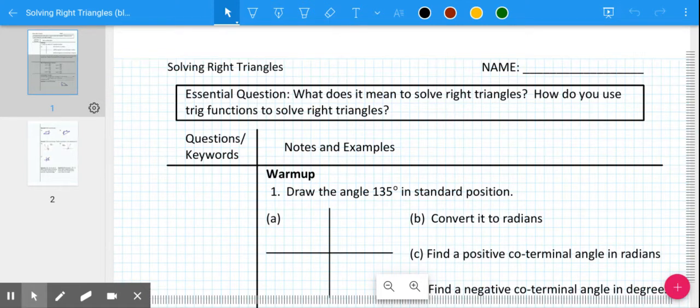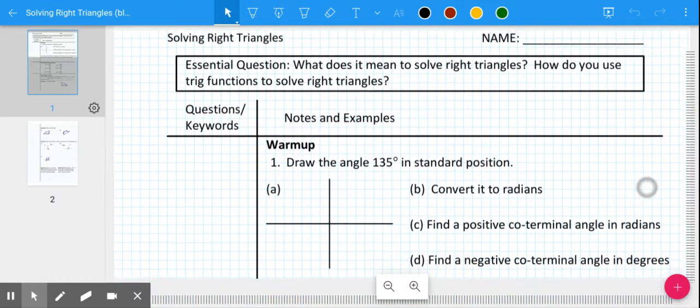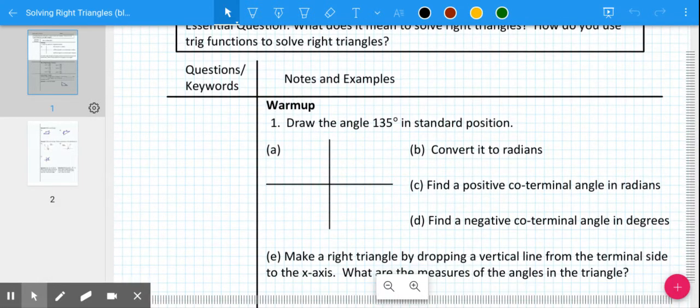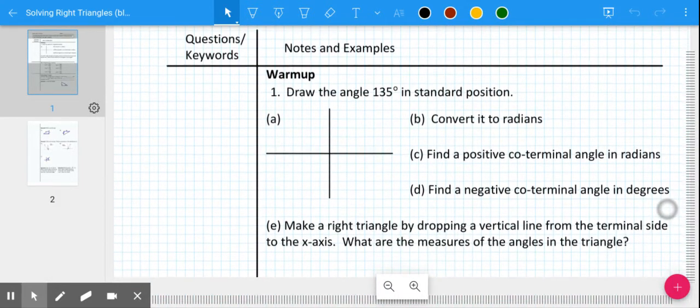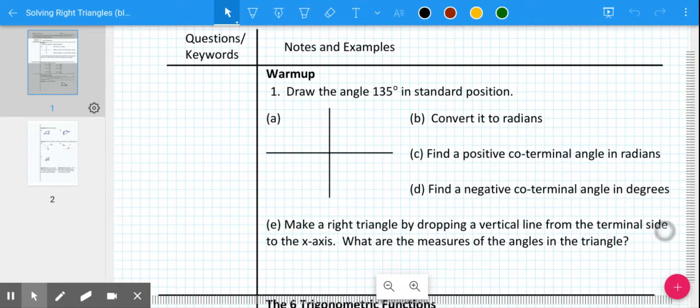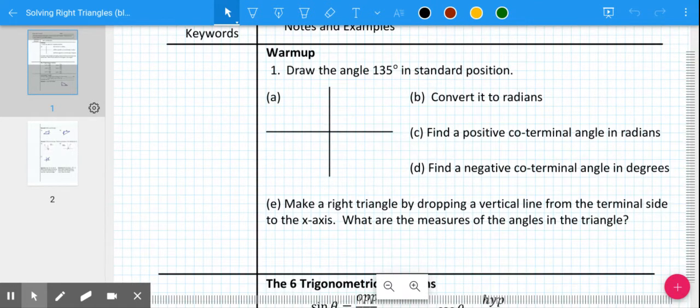Today's video is on solving right triangles, and it's probably stuff that you guys are already familiar with, but it should be a review. And then we'll add in some things like radians to make sure that it's a little more applicable to what we're doing now. So in the warm-up, we're going to draw an angle of 135 degrees.